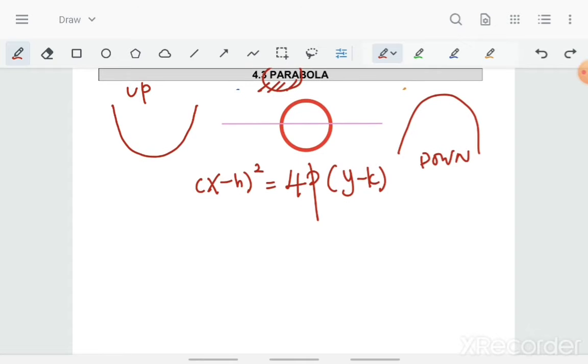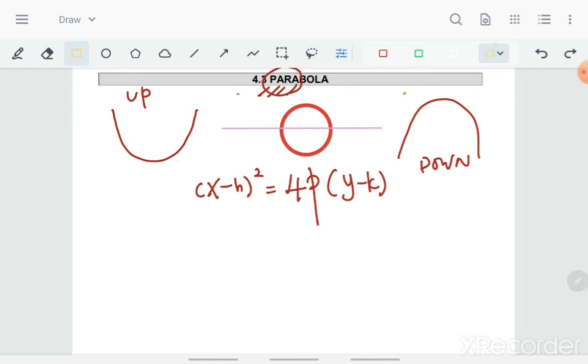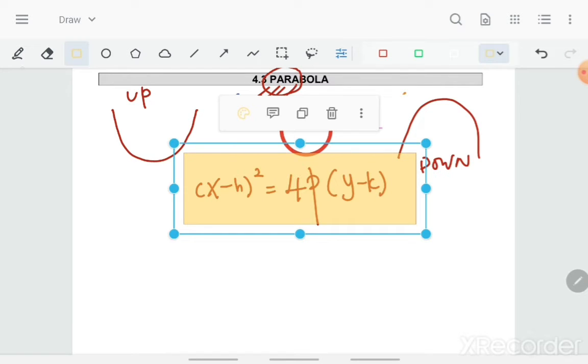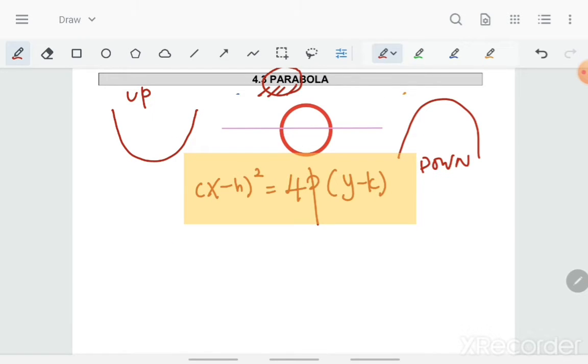Everybody okay? So this is the equation of the parabola for the case of concave up or down. This is our formula. Next, let me explain the other variables: what is the variable h, what is the variable p, and what is the variable k. Since this is not an ellipse or circle, which have a center, for concave up and down we don't have a center.